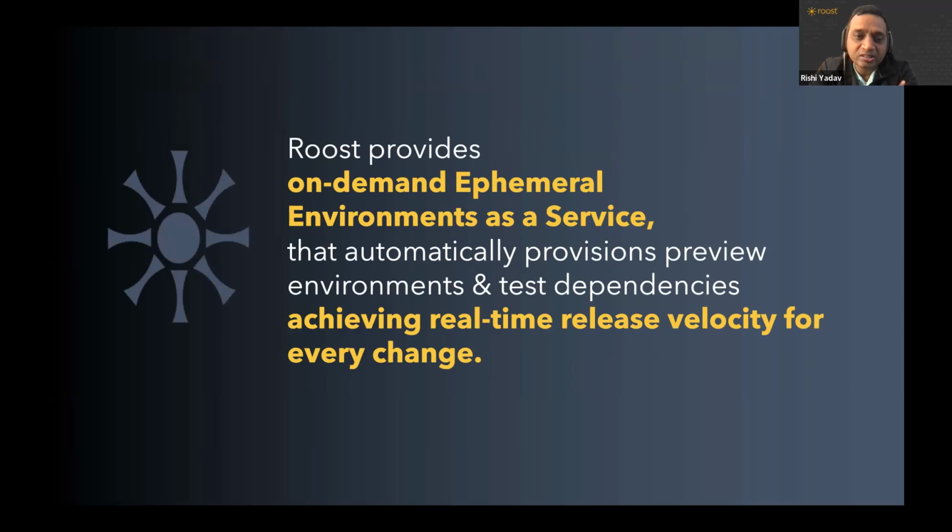So we create these on-demand ephemeral environments. Think about it this way: let's say your repo is in GitHub, GitLab, or Bitbucket. We are going to scan your repo, Dockerfile, Docker Compose, Terraform, Helm charts, and other configuration files. Based on that, we are going to infer how your pre-production environment should look, right? So that's number one. Number two is when it's going to get launched.